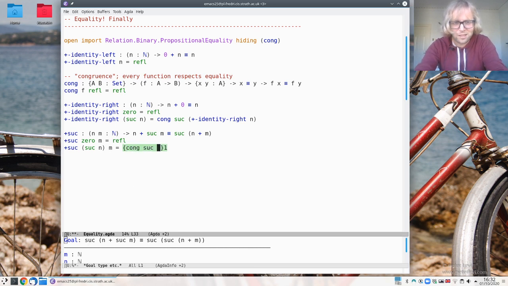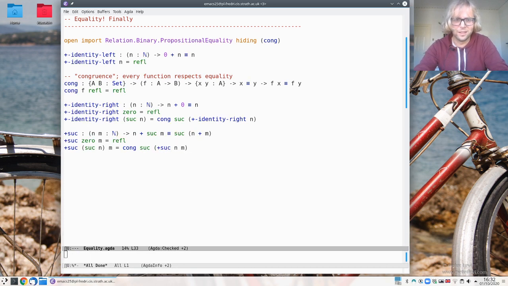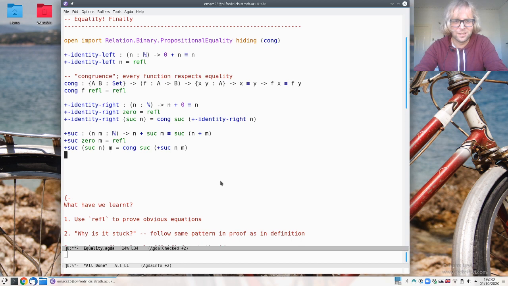Well, let's hope that peeling that suc off with a cong is going to make some progress. And then we are left with this goal, but that looks a lot like the thing we are trying to prove overall, so that should be a recursive call to the smaller n, and that finishes that.